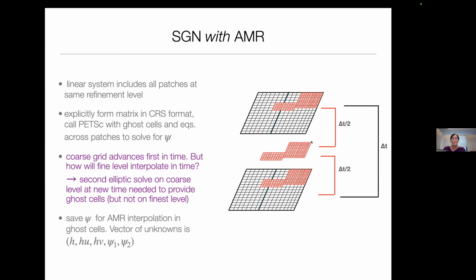And then we explicitly build the matrix in compressed row storage format and call PETSc with the ghost cells and all the equations and solve on a given level. And this fits in nicely with the AMR interpolation in the ghost cells. We just add psi to the vector of unknowns. Psi is actually going to be psi1 and psi2, because there's one for the x and one for the y direction. So we've added 2 variables to the vector of unknowns.